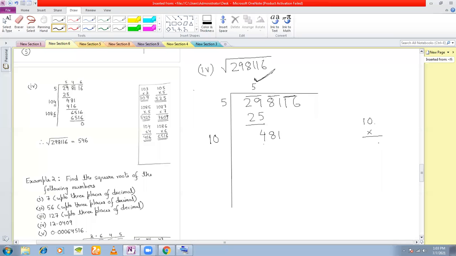So 104 into 4. So 4 into 4 is 16. 416. Yes, that means 4 will work because it is less than 481. So what you do here is you put a 4 and you put a 4 on top here to get 416. 416 and you subtract to get 65. Right? Now what is the next step? You bring down this pair 16. Once you bring down this pair, now you look at the number above. What is the number that you have got here? 54. What is the double of 54? 108, right? So you write 108 here.